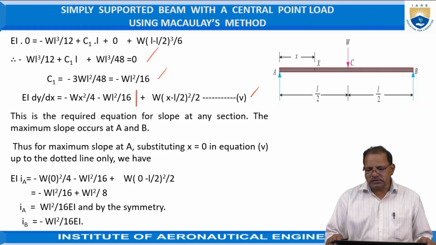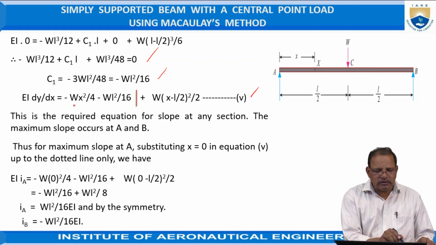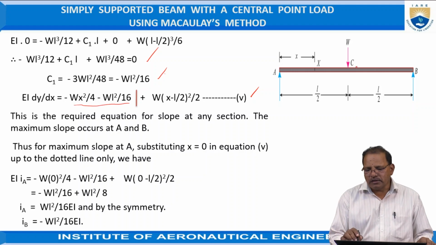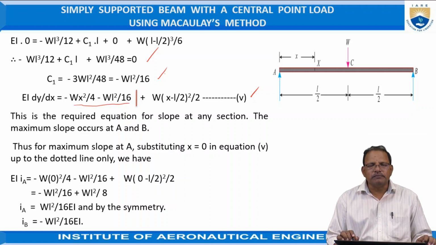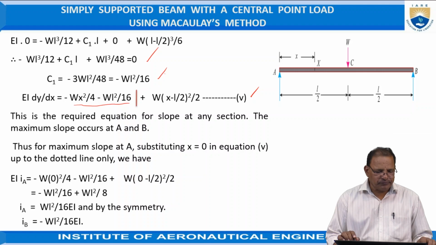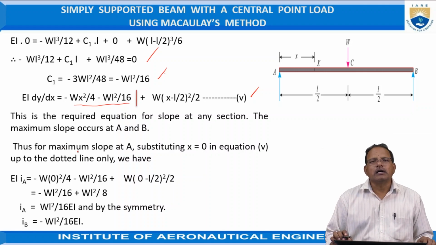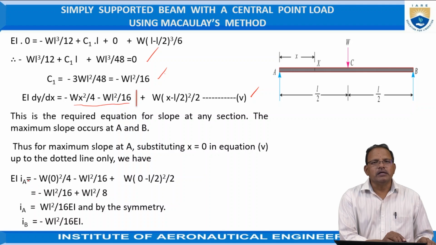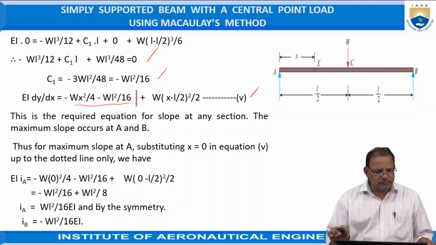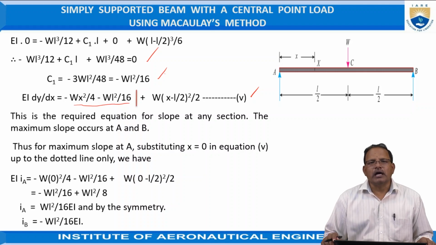When we are considering the section between A and C, we have to consider the content which lies just before the dotted lines. For considering between B and C, that entire content of equation 5 we have to consider for determination of slope, that is the dy by dx now. Thus the maximum slope generally occurs at A, that is when x is equal to 0 in equation number 5. From these relations, EI into theta A, when x is equal to 0 and substituting, finally we got theta A is equal to WL square by 16 EI, and theta A is equal to theta B, both are equal because of its symmetry.